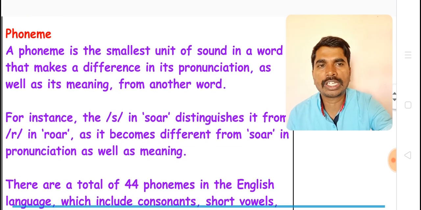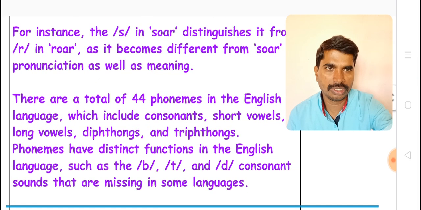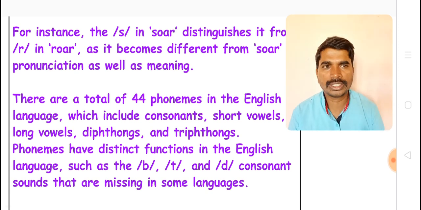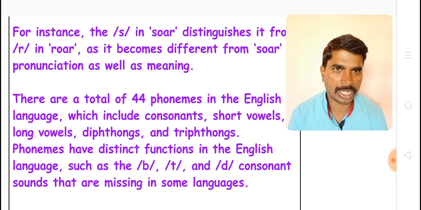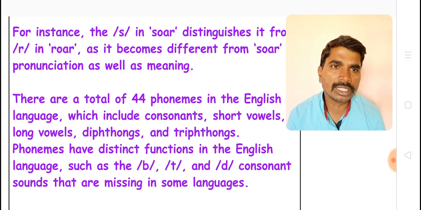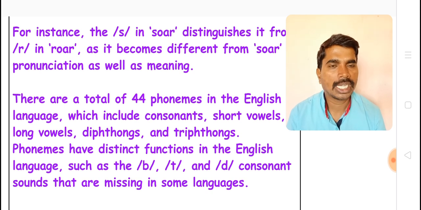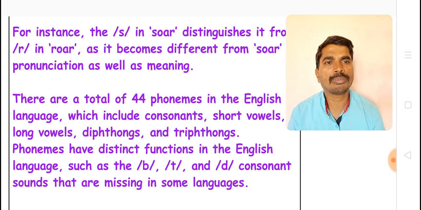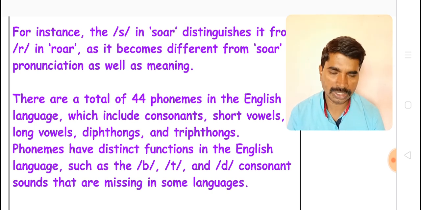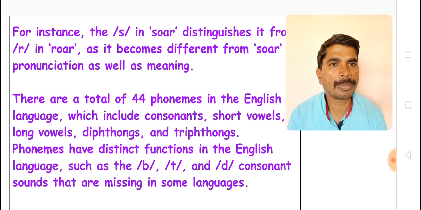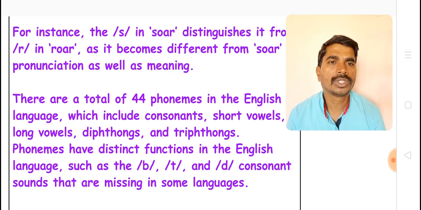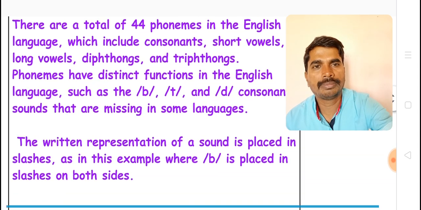There are a total of 44 phonemes in English, including consonants, short vowels, long vowels, diphthongs and triphthongs. Phonemes have distinct functions in the English language, such as b, t, d consonants that are missing in some languages. So learning about phonemes is very, very important. I'm going to have a class in the upcoming time about these phonemes.